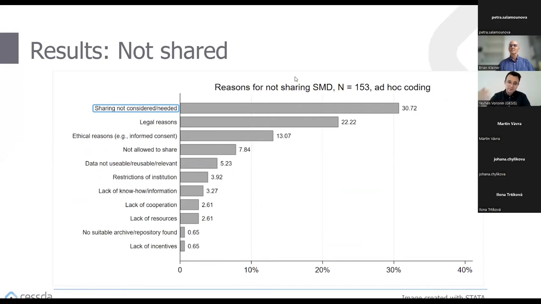As you can see, among the main reasons for not sharing are legal reasons and ethical reasons, but in first place was that they were not allowed by someone to share this data, or they think that data are not usable, or there might be some restrictions, at least perceived restrictions, maybe formal, maybe informal, of the institution. Then lack of know-how, lack of cooperation and resources, lack of incentives, and lack of knowledge about a suitable archive or repository and the way to do this. Of course, for certain cases, the effort that people put into collecting data might also be considered a potential reason for not sharing data. However, in our sample, those were the main categories that we found.